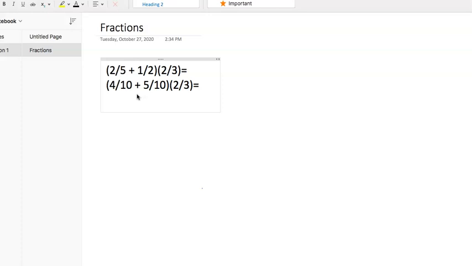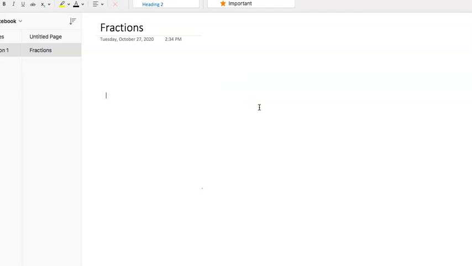Once we have the denominator, the number on the bottom, the same on both, we can just add the top, the numerator. That will get us to 9/10 times 2/3. If we go 9/10 times 2/3, that equals 18/30, which we can reduce down to 0.6 or 3/5. Okay, so that's the first one. Pretty simple, right? Really just found the common denominator and then multiplied it out. That's all there is. With each one, we'll make it slightly more difficult.